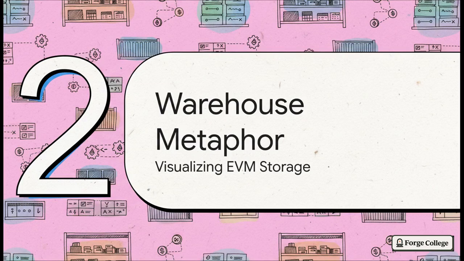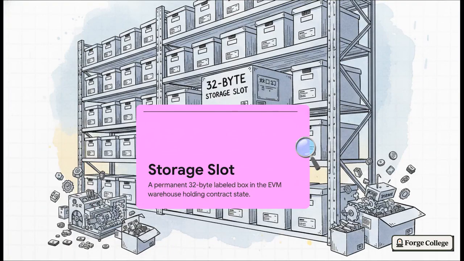Okay, let's move on to section 2, the warehouse metaphor. This concept is a real game changer. It'll completely change how you visualize smart contracts. The absolutely crucial point here is understanding the storage slot. So imagine the EVM as a massive, highly regulated physical warehouse. A storage slot is basically just a permanent, heavy-duty 32-byte box sitting on a shelf. The Solidity compiler acts like an ultra-efficient packing machine. It actively tries to cram as many small items as it physically can into a single 32-byte box just to save you gas. And as we all know, gas translates directly to real money.